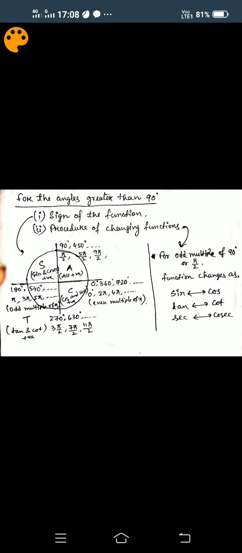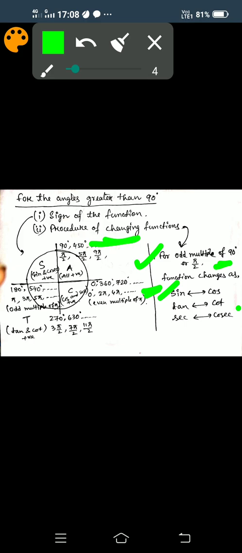Now the second one, the procedure of changing function, how the function changes. Just see, if the angle is an odd multiple of 90 or pi by 2, then the function changes as sine to cos or cos to sine, tan to cot or cot to tan, sec to cosec or cosec to sec. Just see, take an example, it will be easy to understand.